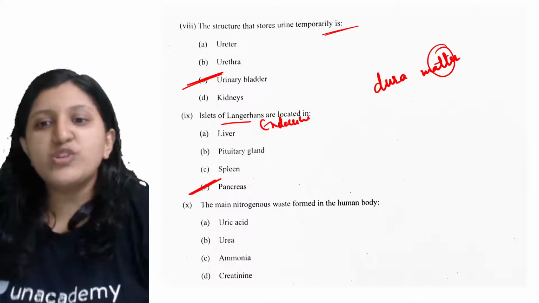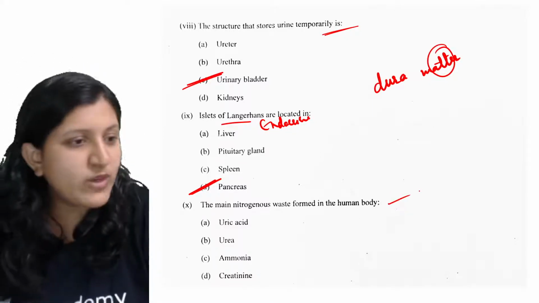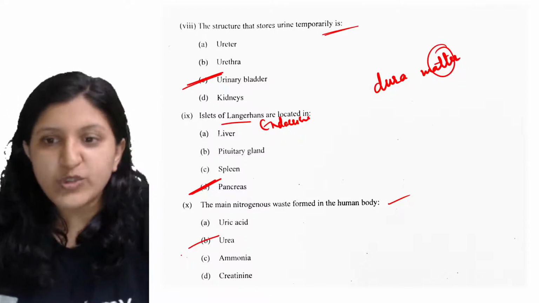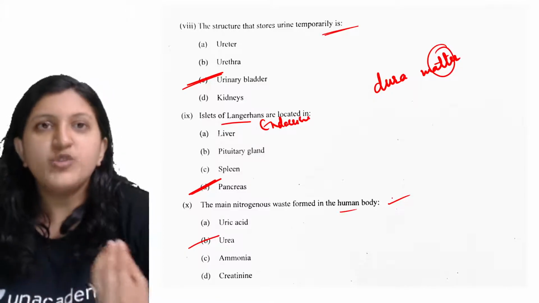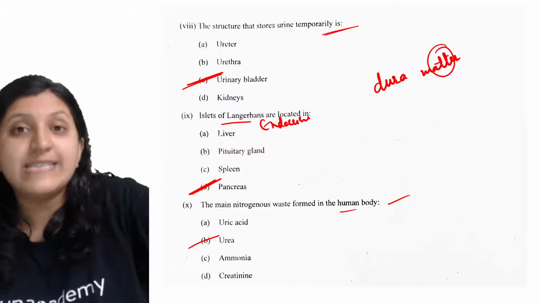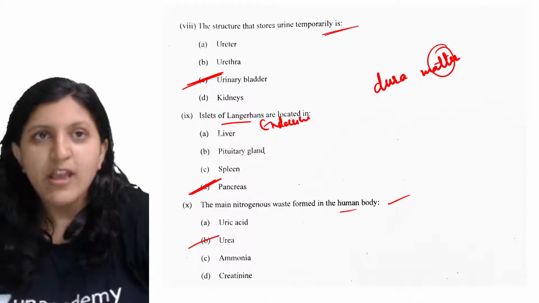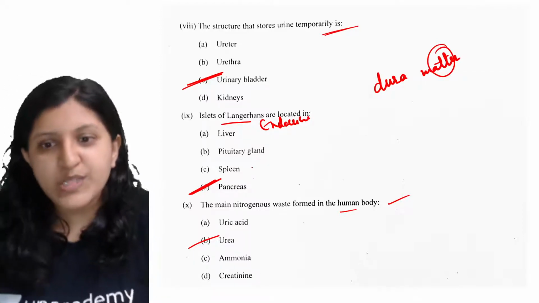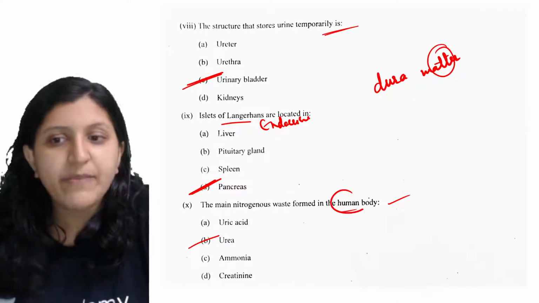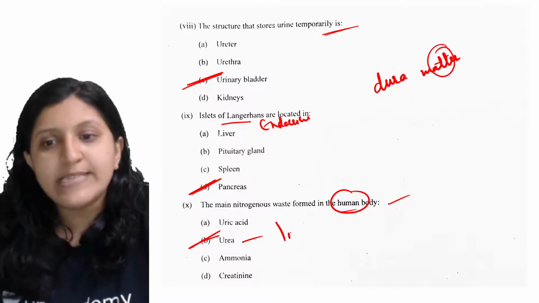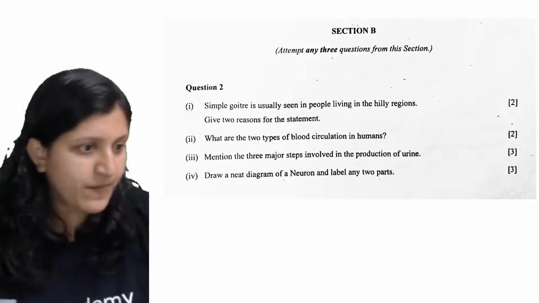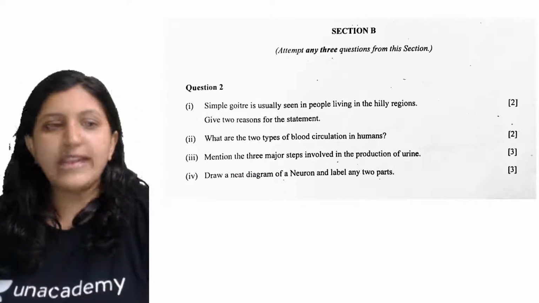The main nitrogenous waste formed in the human body. What is that nitrogenous waste? So nitrogenous waste is urea. So this is in the case of the human body. Mainly we are forming urea. There is ammonia also that is formed, but that is in the case of aquatic organisms. Since a lot of water is required to remove ammonia, humans always form urea. That is in the liver. Okay, so urea is the nitrogenous waste that is formed. Okay, so let's go with the next one.